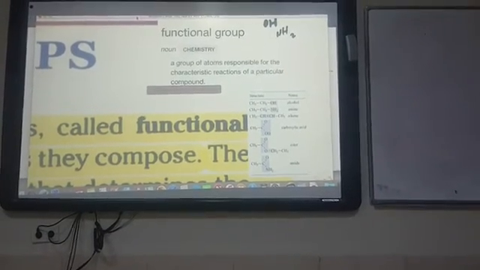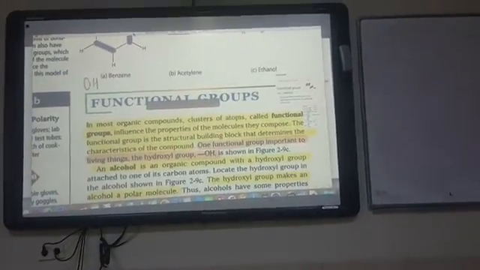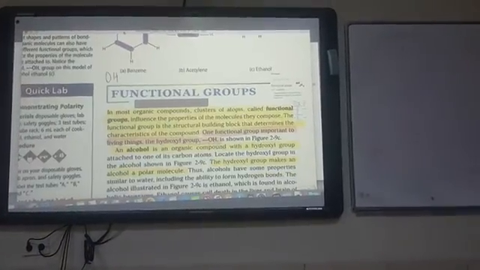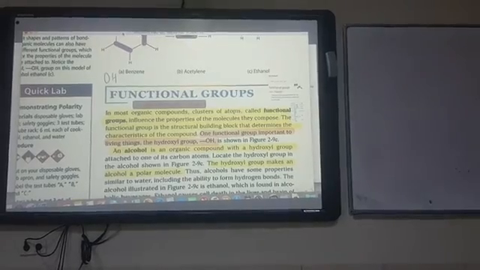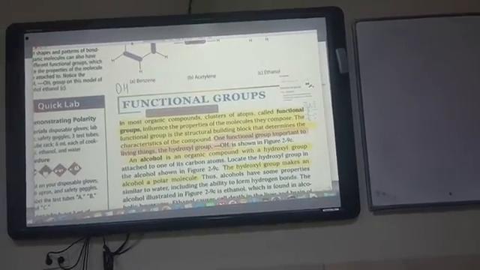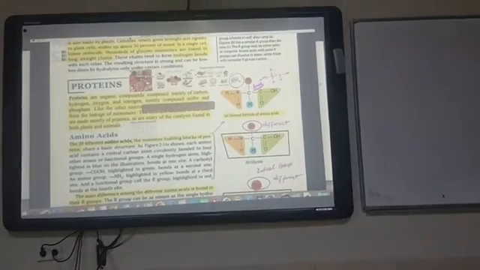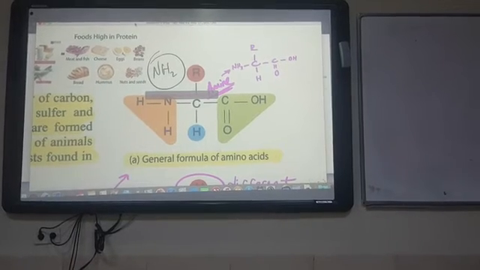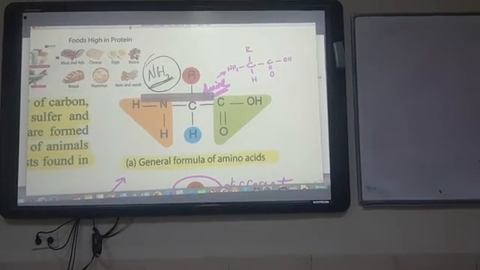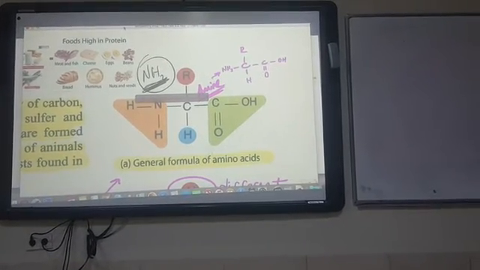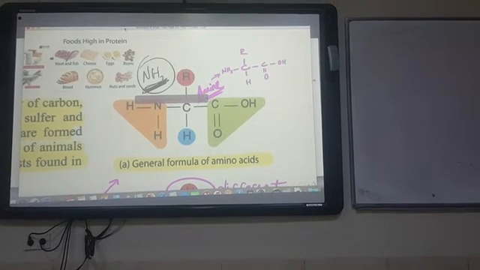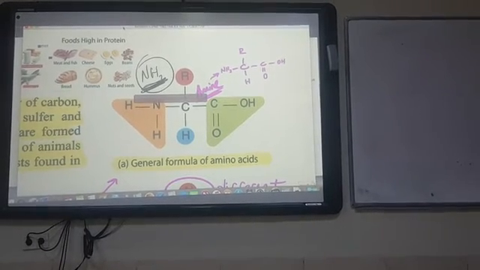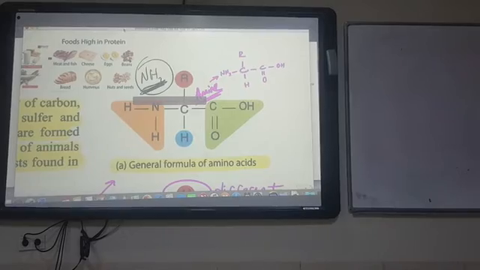This is important. Can you say functional group is responsible for a reaction of the compound? It's like a nickname, like the name of the compound. For example, I would like to show you the functional group of amino acids. The functional group of amino acids is NH2, the amine group, the functional group of protein, amino acid.